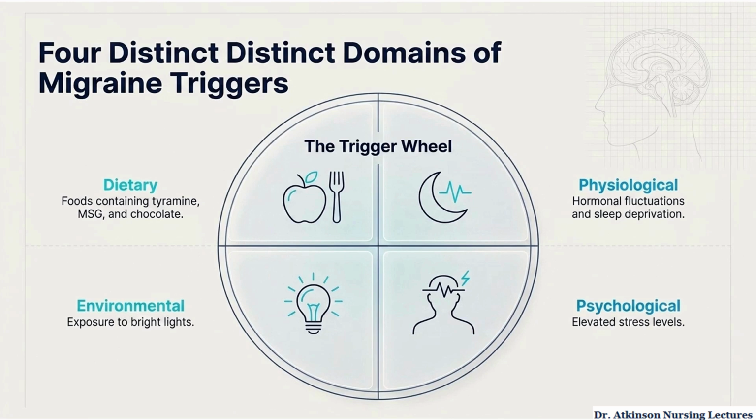Now let's look at migraine triggers, because this is huge for both NCLEX and patient education. Migraine patients often start recognizing patterns over time, and triggers usually fall into a few major categories. First, dietary triggers. Foods containing tyramine, MSG, chocolate, alcohol, and sometimes caffeine can trigger migraines in certain patients. Next are physiologic triggers like hormonal fluctuations, sleep deprivation, fatigue, or even skipping meals. One of the most common things migraine patients say is, "I didn't sleep well," or "I skipped breakfast."